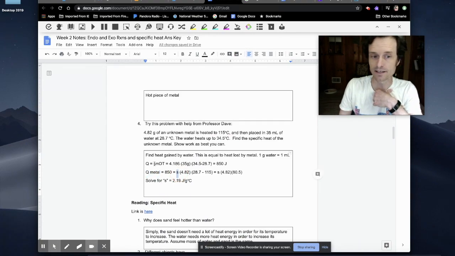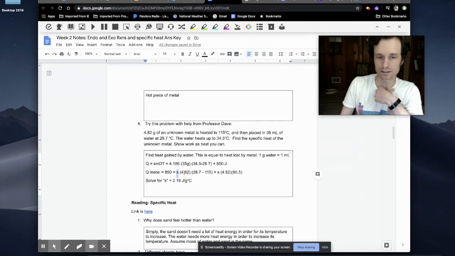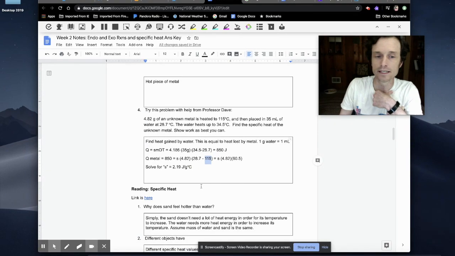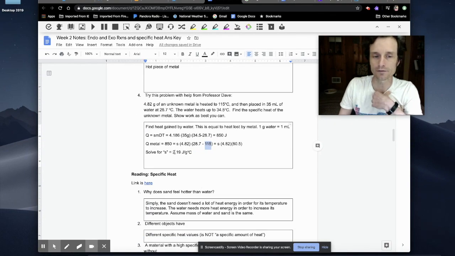The S here is the unknown. M is the mass of the metal here. I didn't put the m s delta T here, I just plugged them in. This would be the mass of the metal, and then the change in temperature of the metal. Remember, the temperature of the metal started out pretty hot, so that's why it's 115. So we solve and we get a nice, lovely number there for the heat, which we could use maybe to identify what that metal was.